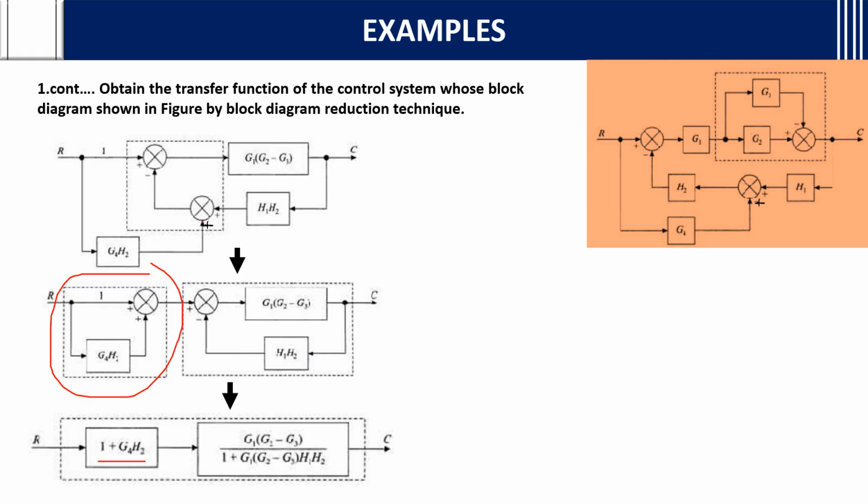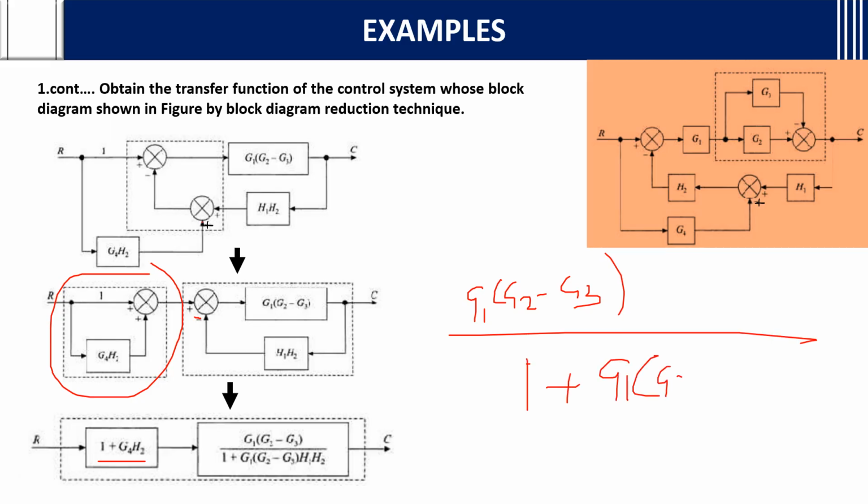So what should we do here? We should do G by 1 plus GH. But here, in the place of G, what is there? G1 into G2 minus G3. So G1 into G2 minus G3 by 1 plus G, what is G? G1 into G2 minus G3. What is H? H is H1, H2.